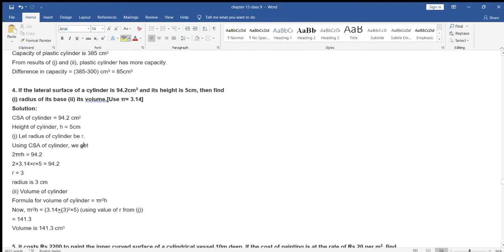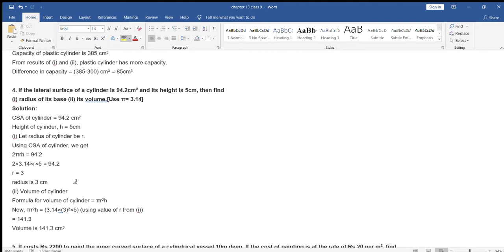Okay, so CSA is given to us, height is known to us. What we know regarding the CSA is that it is 2 pi RH, and this 2 pi RH is 94.2. So by putting the value 2 into 3.14, which is the value of pi, then R, then H, see the question, 5, and the lateral surface area is 94.2. With the help of all these things, we can easily find the value of R. And once R is known to us, you can find out the volume.